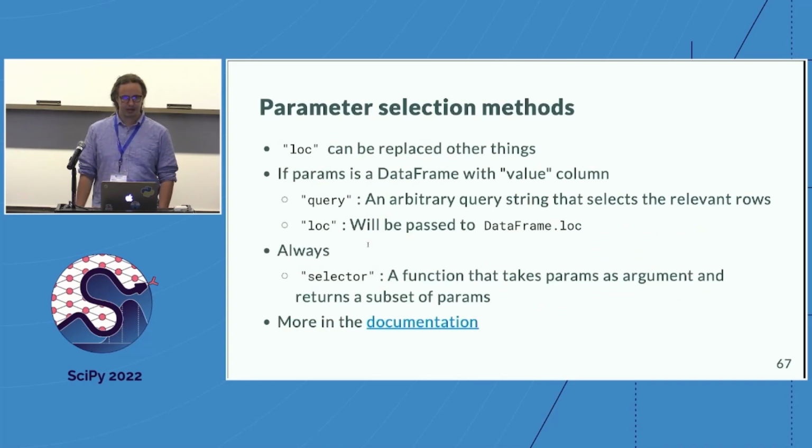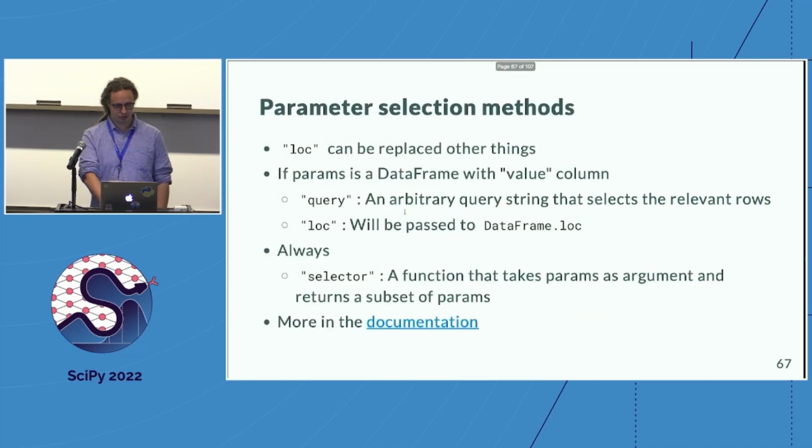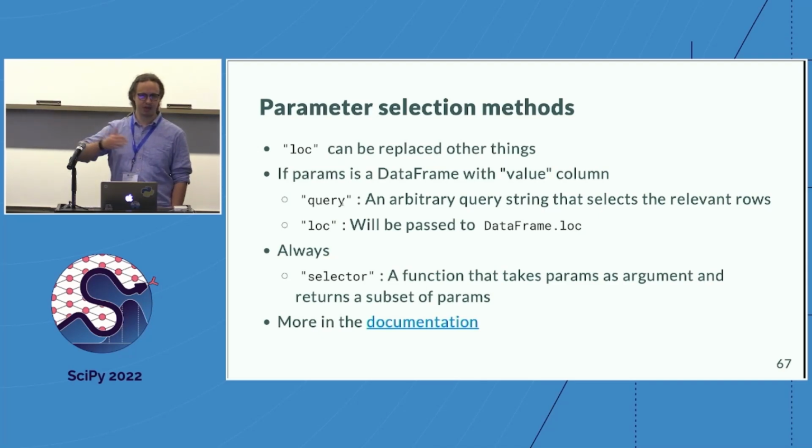There are other options to select parameters, and they depend a bit on how you specify the parameters. So you saw that in each of these constraints, we used a loc field that told us which parameters are involved in this constraint. But if you don't use a NumPy array, there are actually usually better ways than doing the positional indexing for that. So if your parameters are a data frame with a value column, as we've already seen, you can, for example, use a query on that data frame. You can have any number of additional columns.